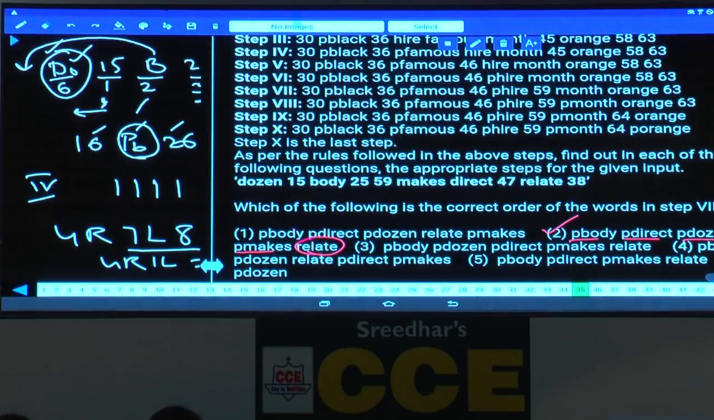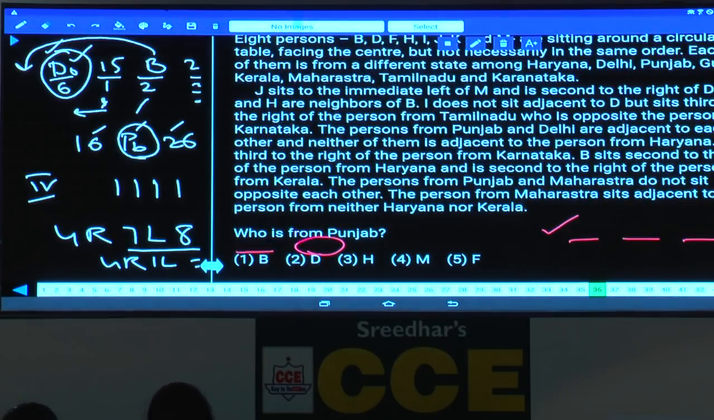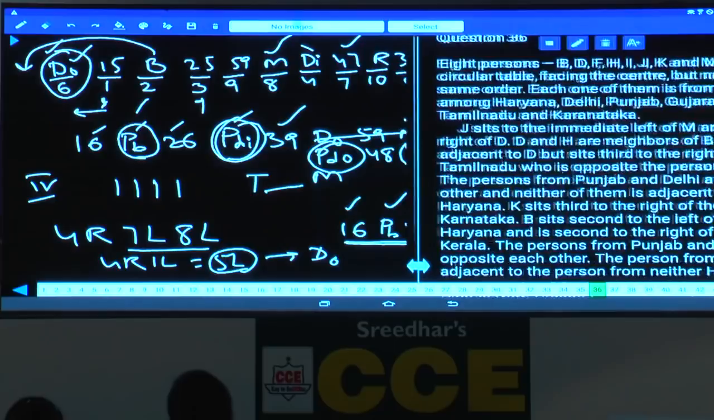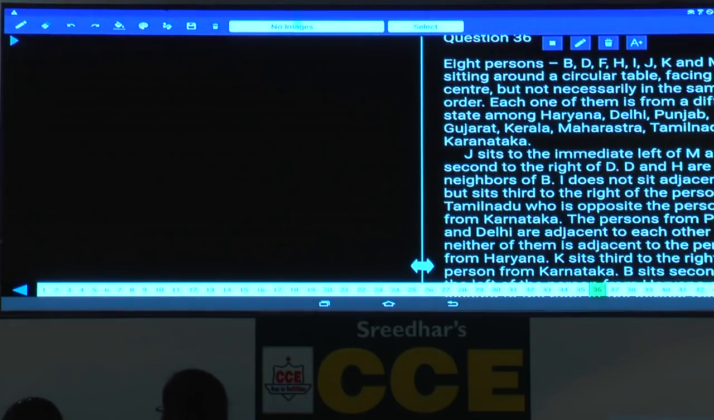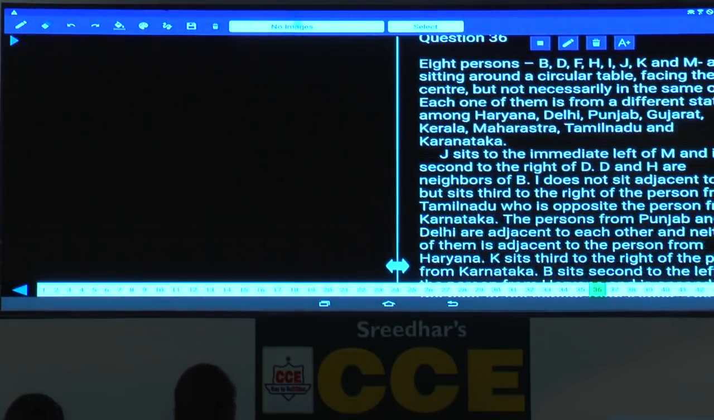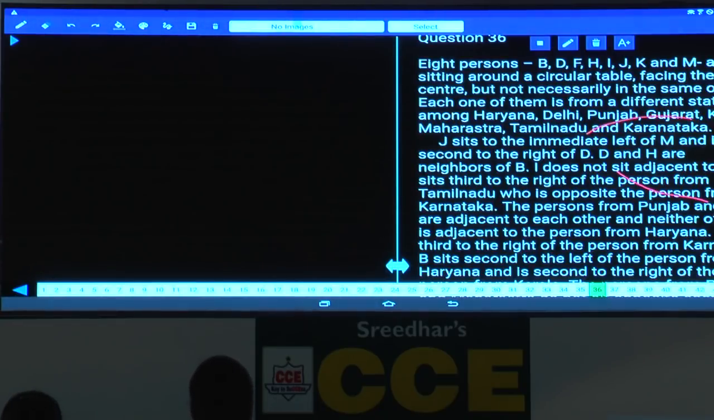Done with this 31 to 35? Yes, question numbers 36 to 40. Now question numbers 36 to 40. Tell me what is the answer here for question numbers 36 to 40.